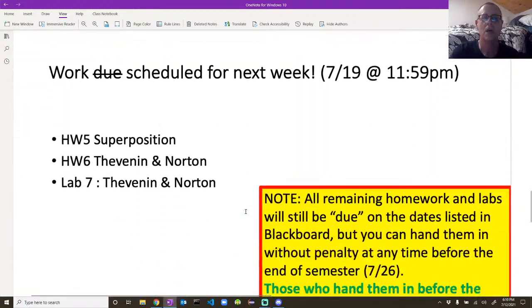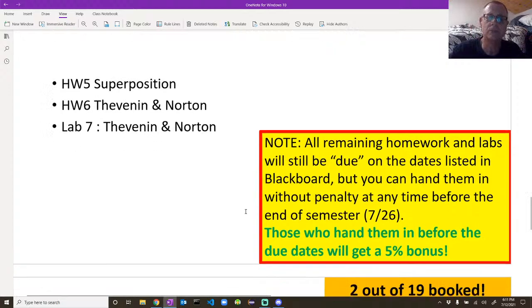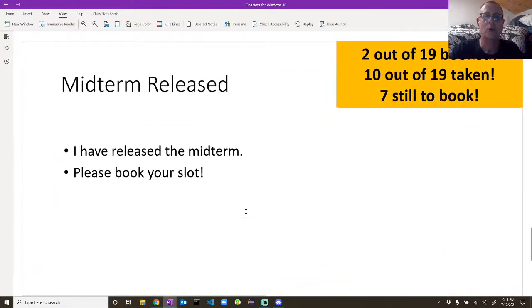So yeah, that's what the big yellow box here is saying, right? Homework 5, homework 6, I think it's homework 7 and 8 as well, maybe, and lab 7. They're all scheduled for next week, but if you get them in by then, that's great. If not, you can still get them in and get full credit for them. You just won't get the bonus if you hand them in after the due dates. And just a reminder about the midterm.